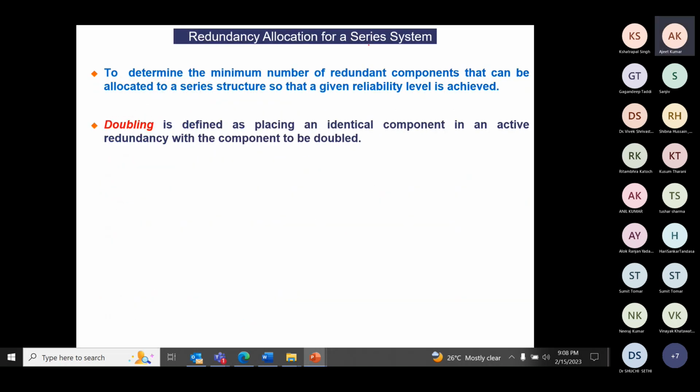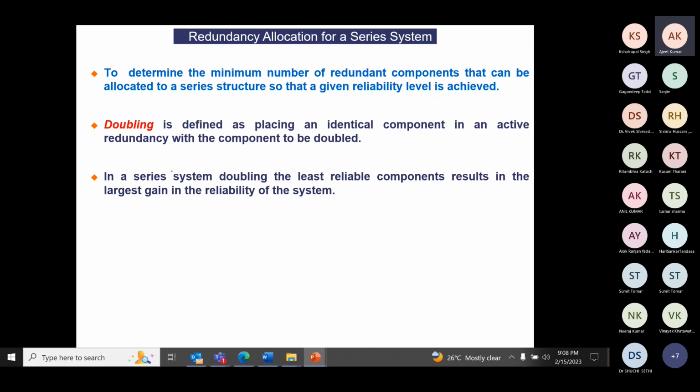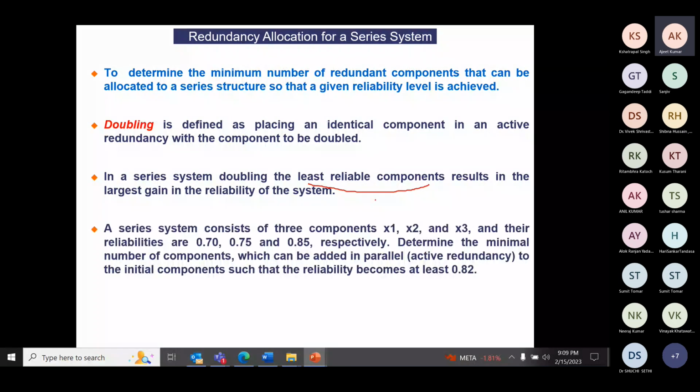Now, redundancy allocation in a series system: determine the minimum number of redundant components that can be allocated to a series system so that the required reliability can be achieved. So how to improve? I said for a series system, how to increase redundancy. Doubling is defined by placing an identical component in active redundancy. In a series system, double the least reliable component. So how do we improve the reliability by redundancy in series systems and parallel systems?